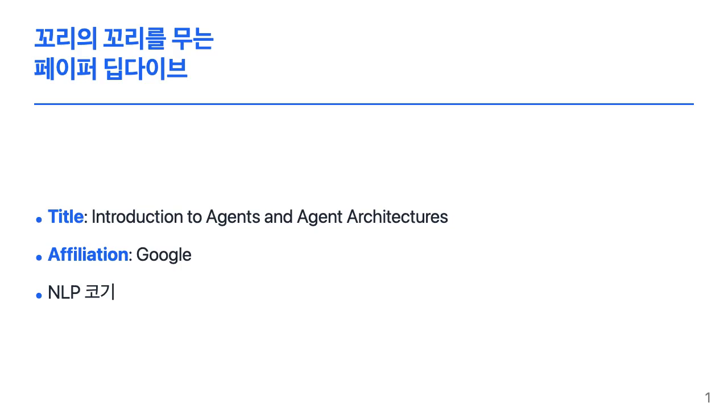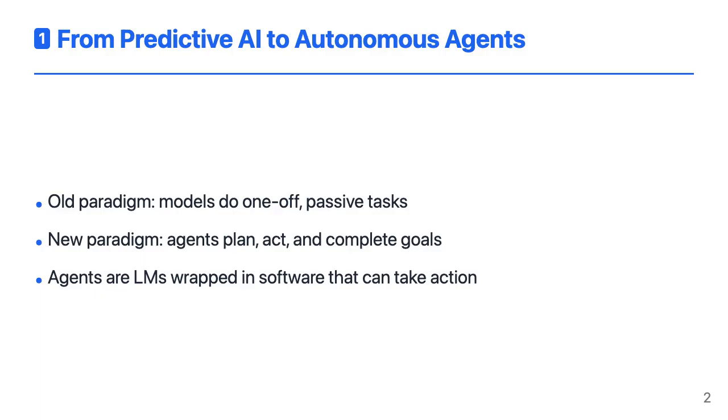Today's deep dive is about the paper from Google, Introduction to Agents and Agent Architectures. For years, most AI systems have been like very smart calculators. You give them a prompt, they give you an answer, and then they're done. They don't remember, they don't plan, and they don't act on their own. This paper describes a shift to something more powerful: autonomous agents.